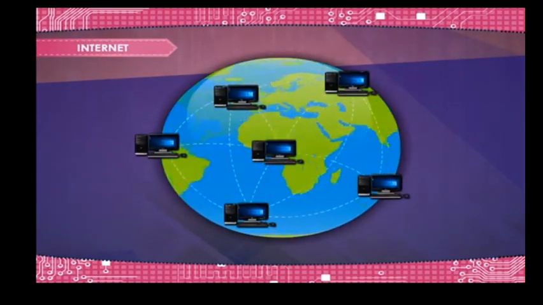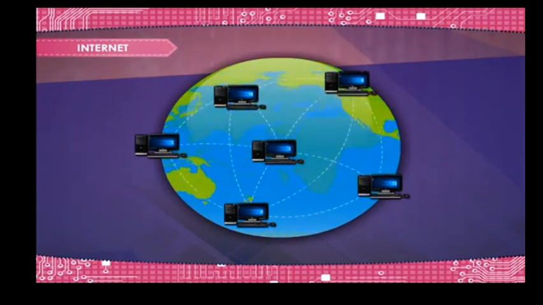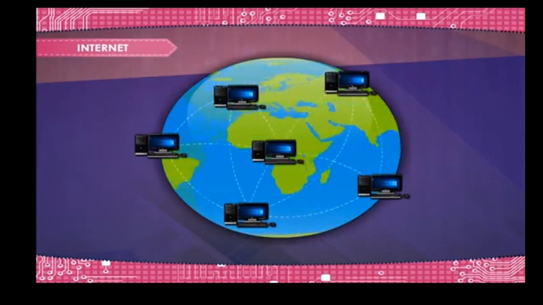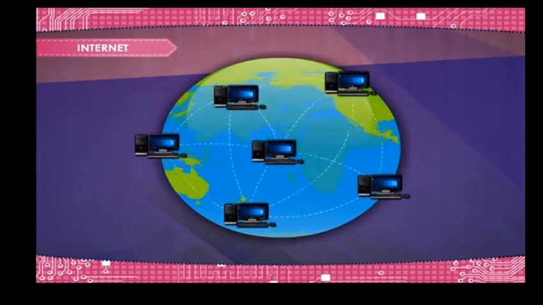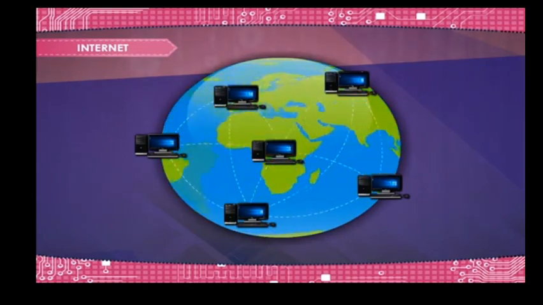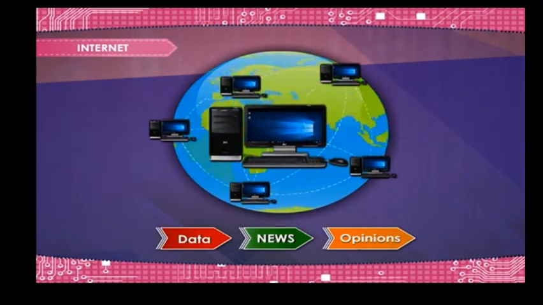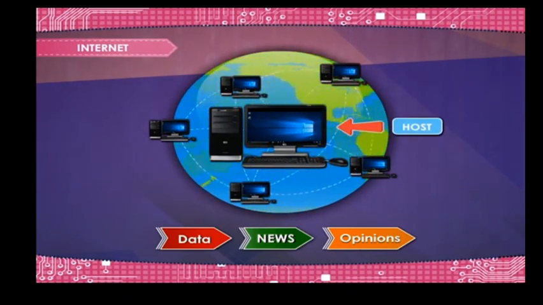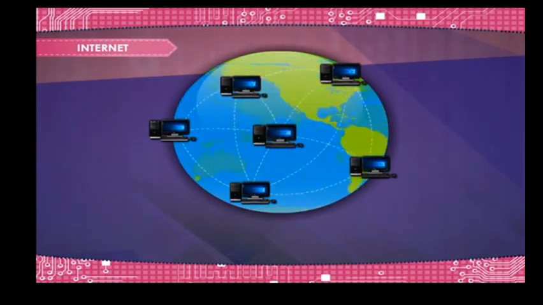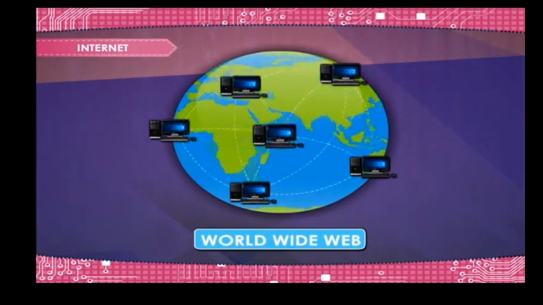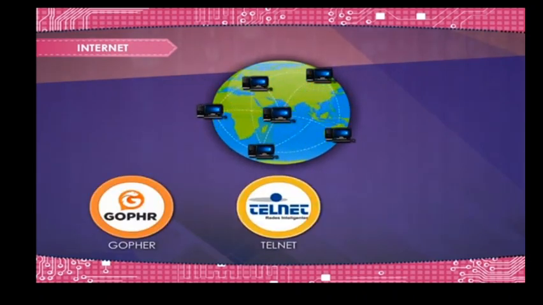Internet. Internet is a network of networks. It is a global network connecting millions of computers all over the world. Hundreds of countries are linked together via computers to exchange data, news and opinions. Each internet computer is independent and called a host. It uses existing public telephone and communication networks, including satellites, to relay data between networks using routers. The fastest growing part of the internet is the World Wide Web. Other parts of the internet include services such as Gopher, Telnet, and FTP.